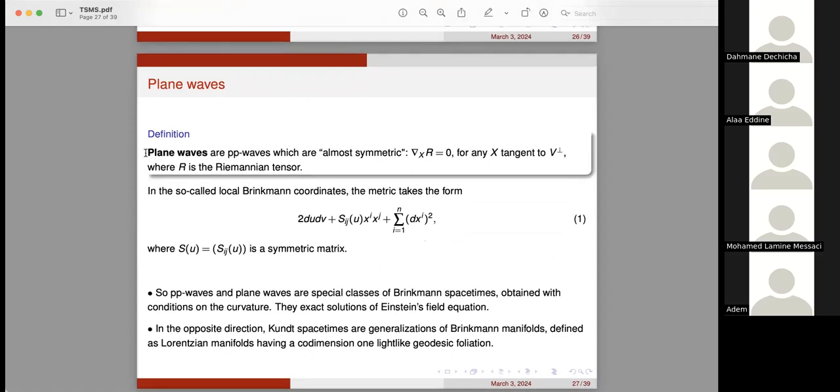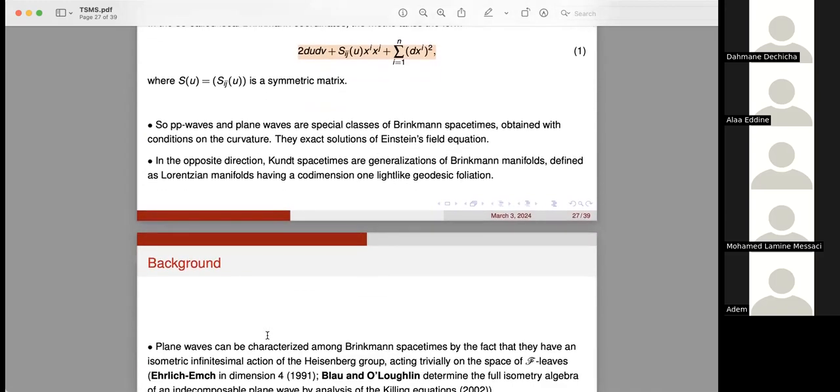But the original definition of plane waves is the following. So plane waves are PP waves which are almost symmetric. So we have this condition. And the metric locally, we have coordinates in which the metric takes this form. So PP waves and plane waves are special classes of Brinkmann spacetimes obtained with conditions on the curvature. And in the opposite direction, we have generalizations of this. We have Kundt spacetimes, which are Lorentzian manifolds with a codimension 1 light-like geodesic foliation.